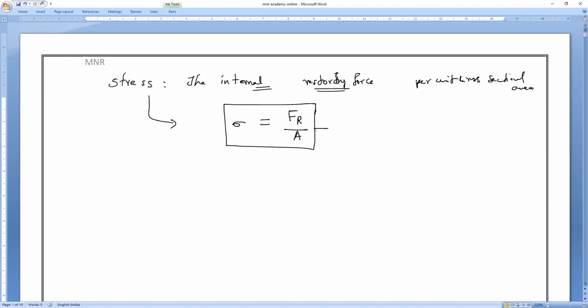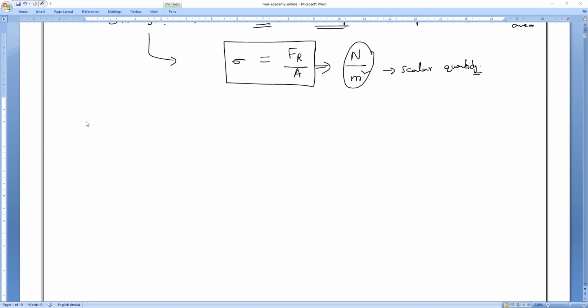Now what is the unit of stress? If you notice, the unit of force is Newton, and the unit of area is square meter. So this is the unit of stress, and is it a scalar quantity or a vector quantity? Last class I already taught you. All of you, it is a scalar quantity. We studied in the last class the first type of stress. Of course, there are several types of stresses. The first type of stress is longitudinal stress.